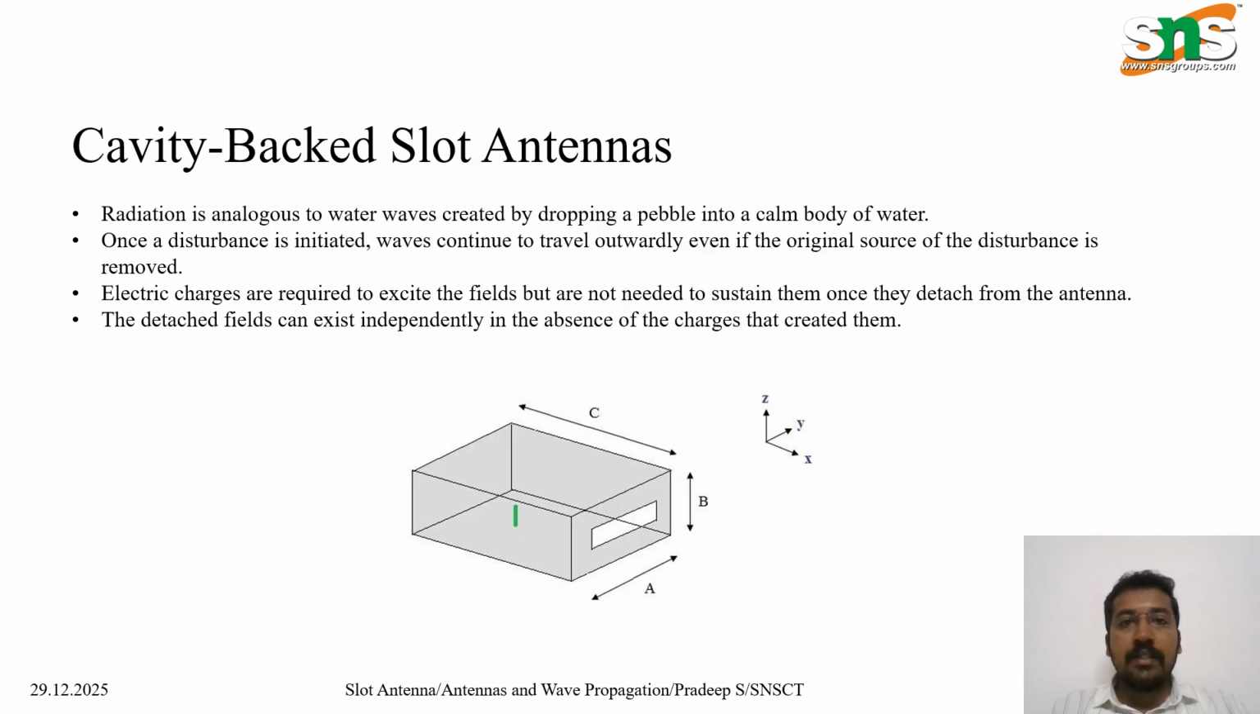Cavity-backed slot antennas. To obtain unidirectional radiation, a cavity is placed behind the slot antenna. This prevents radiation from the backside and improves directivity. The radiation process can be compared to ripples in water spreading outward after a disturbance, showing how electromagnetic waves propagate away from the antenna.